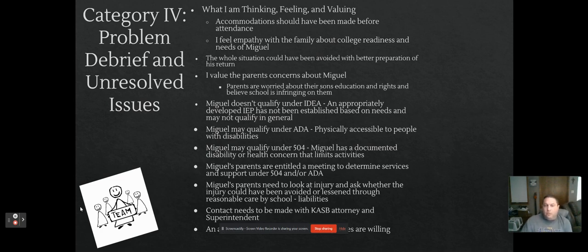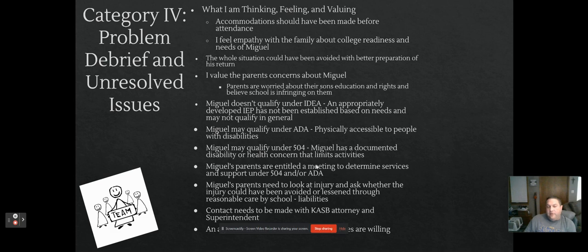I believe Miguel would qualify under ADA because schools need to be physically accessible to people with disabilities. And even if it's one classroom that's not ADA compliant, that needs to be accessible by everyone. It doesn't matter who you are. Miguel may qualify under a 504. I did some looking into this too. I believe that's for academic success.